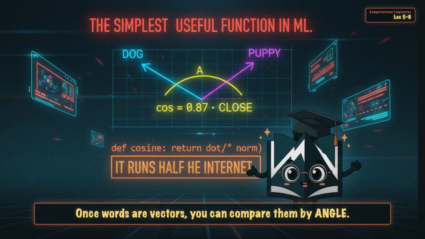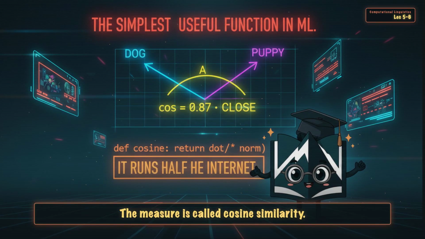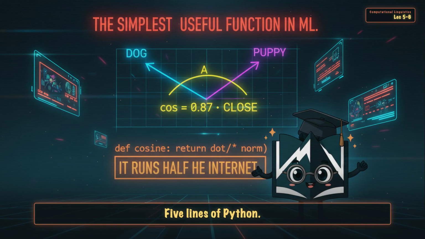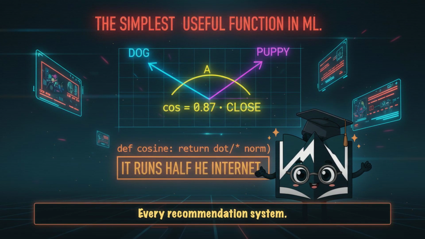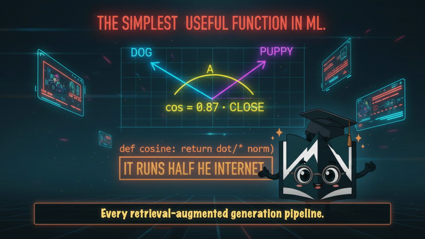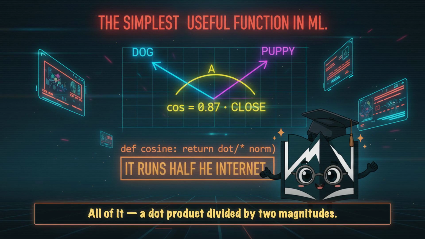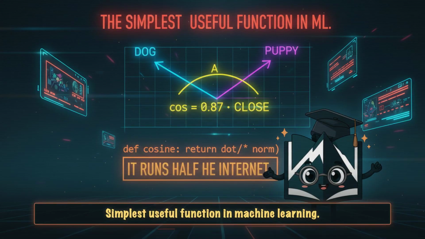Once words are vectors, you can compare them by angle. That's the trick. The measure is called cosine similarity. 5 lines of Python. It runs half the internet, every search engine, every recommendation system, every retrieval-augmented generation pipeline. All of it, a dot product divided by 2 magnitudes. Simplest useful function in machine learning.